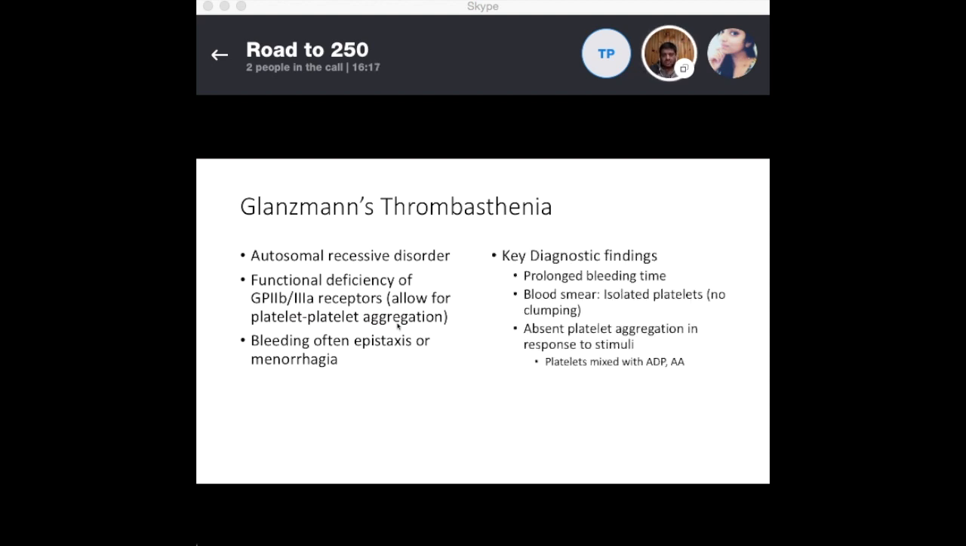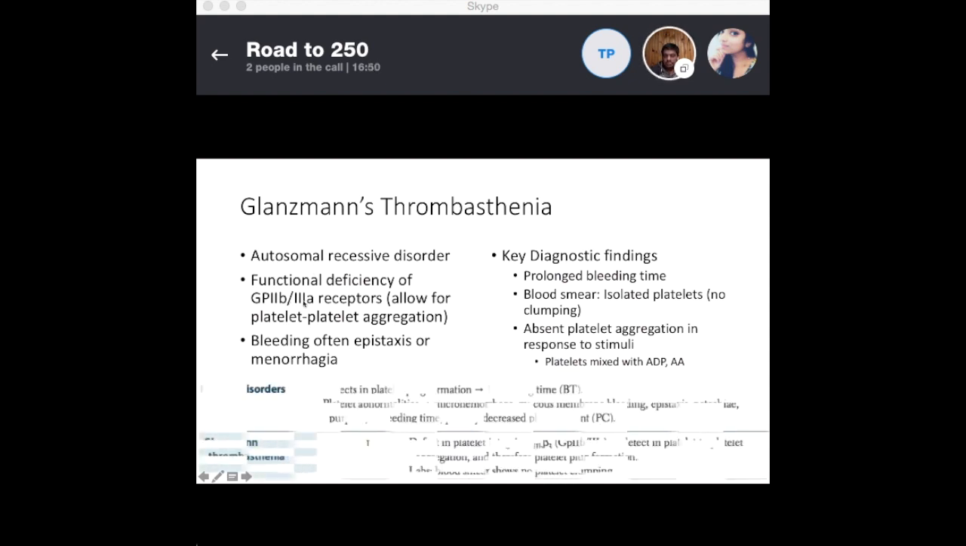The key diagnostic findings you're going to look for in a patient who has this are a prolonged bleeding time, and on the blood smear you're going to see isolated platelets. There will be no clumping of platelets because they can't clump together due to the deficiency of this receptor. You can also do a test to see if they respond to stimuli: you mix the platelets with ADP or arachidonic acid, but they won't respond with aggregation, again because they're still deficient.